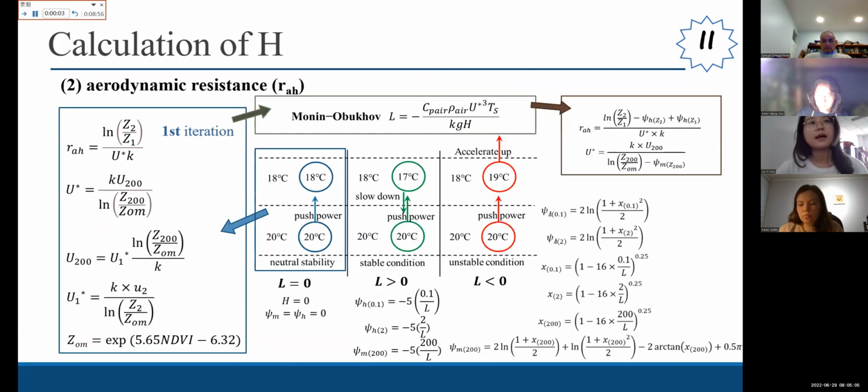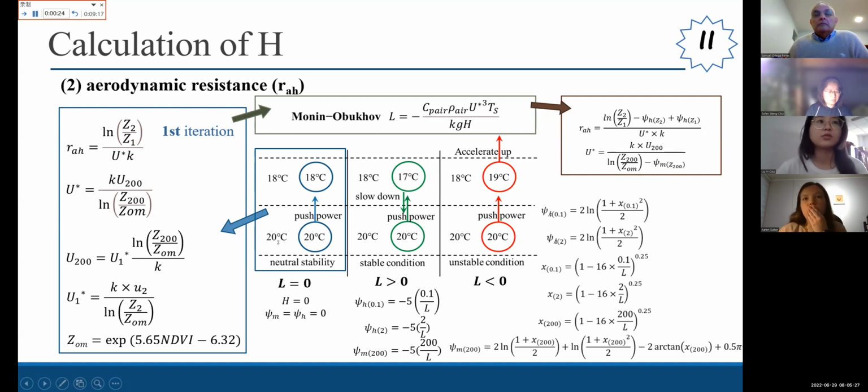Aerodynamic resistance is another important parameter when estimating sensible heat flux, which is easily affected by buoyancy because of cold and hot air. To solve this problem, an iterative algorithm was used to calculate the aerodynamic resistance and sensible heat flux to reduce the effect of buoyancy. When first estimating aerodynamic resistance, the atmosphere is assumed to be in neutral stability.